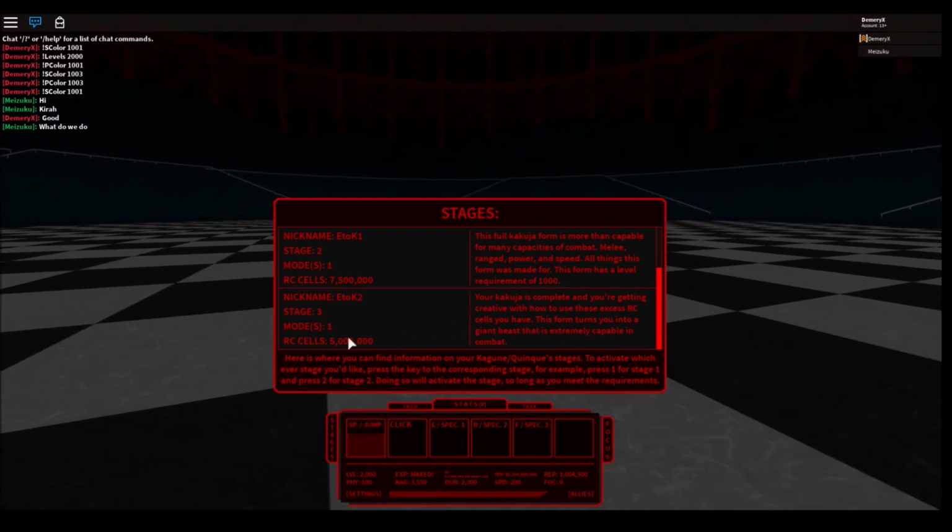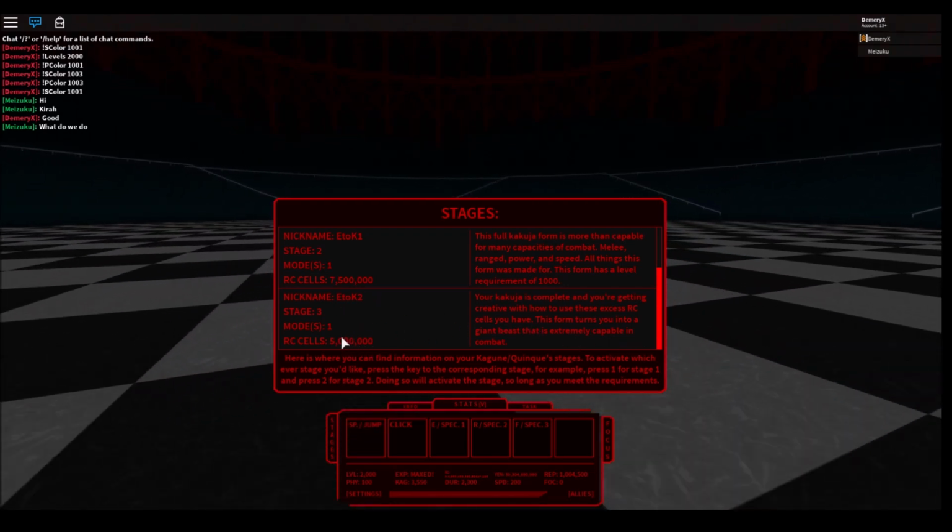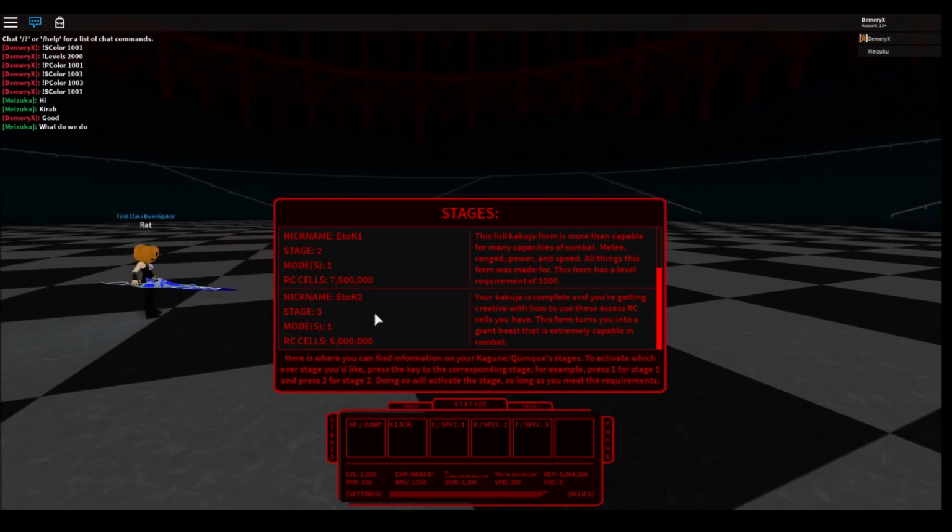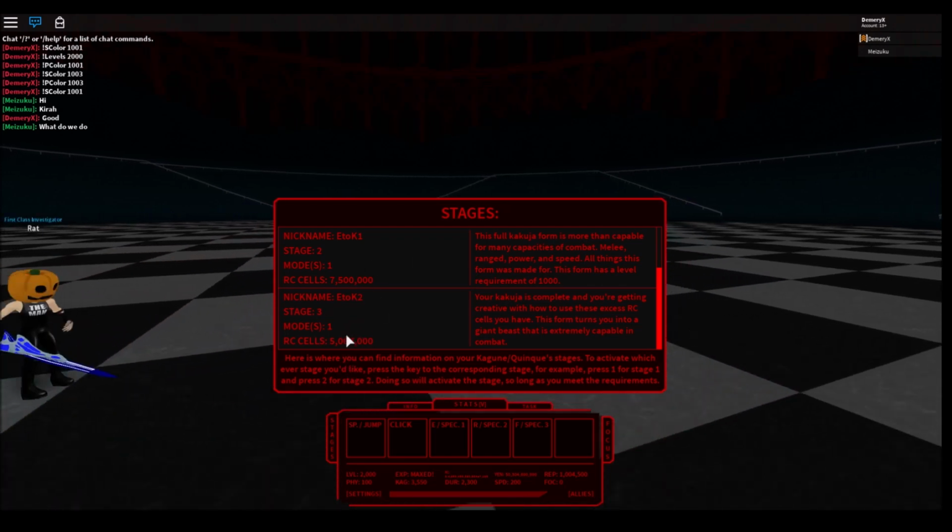And then don't worry about ETO K2, it's getting a rework, the RC price will increase. So just don't worry about this, because it's getting a rework after Narukami does.